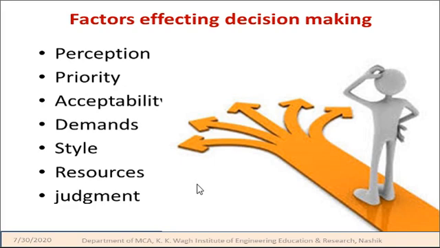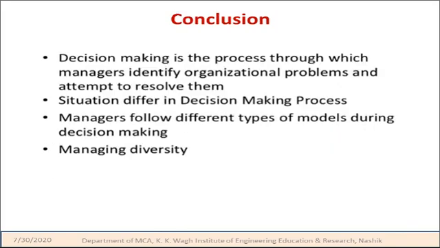If somebody is demanding something of you, then you have to fulfill that demand. That comes under the demands factor. Then you may apply some styles while taking decisions, as some managers or leaders have their own style to work with. Or you may require some resources. Judgment is also a very important factor: you should have appropriate judgment, then only can you make appropriate decisions at the appropriate time, at the appropriate location, in an appropriate situation. This is all about the factors of decision making and the overall introduction to decision making.